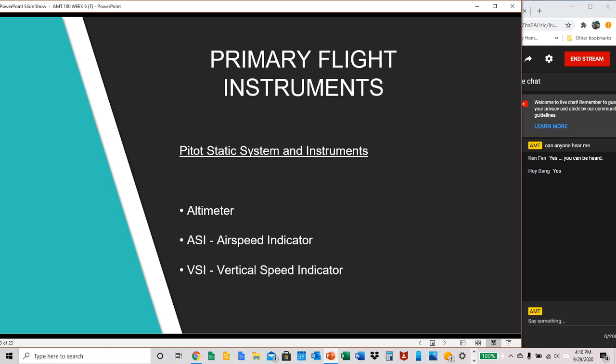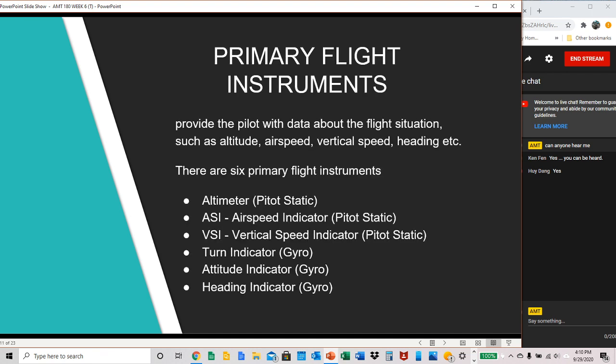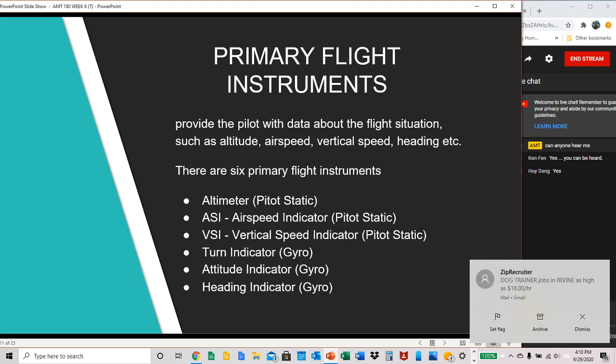Primary flight instruments. Like we've been covering, our pitot-static system and instruments are considered some of our primary flight instruments. And remember, those three instruments in the pitot-static system are our altimeter, our ASI, airspeed indicator, and VSI, vertical speed indicator. We also have gyroscopic instruments, which will be our turn and slip indicators and our turn coordinators. Primary flight instruments provide the pilot with data about the flight situation, such as altitude, airspeed, vertical speed, heading, etc.